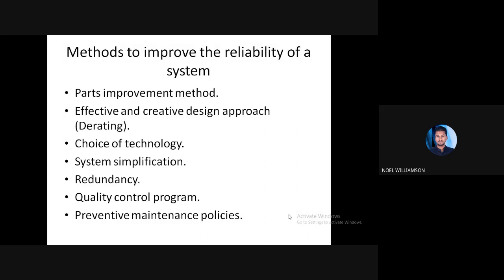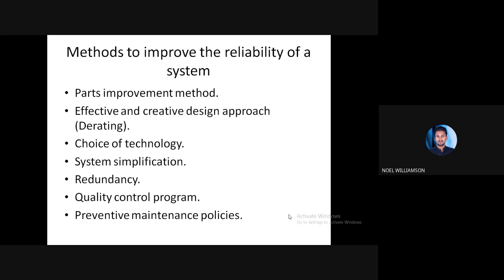Next is system simplification. Usually many systems are complex in structure. Whenever the complexity increases, the chance of failure also increases. So we always try to simplify the structure, and if the complexity is reduced, then we can improve the reliability.